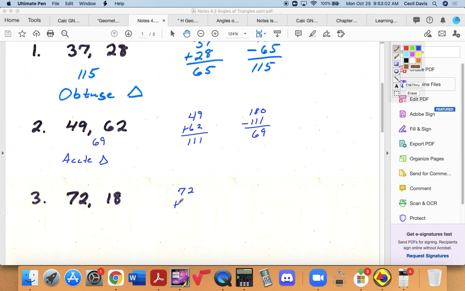So 72 plus 18 is 90. Now on this one, as soon as those two acute angles add up to 90, what's the other angle going to have to be? It's going to have to be 90. I can actually do the work if you want, but it's going to be 90. So what kind of a triangle is this? It's a right triangle.